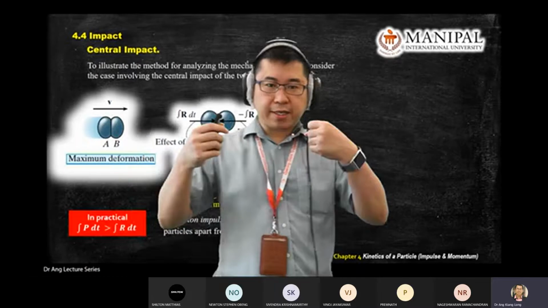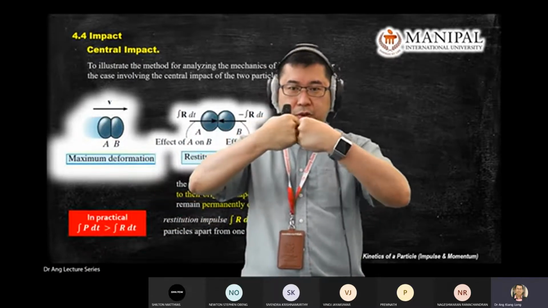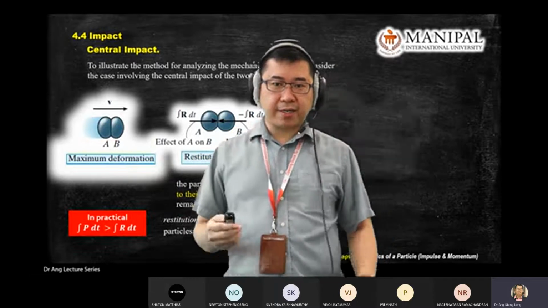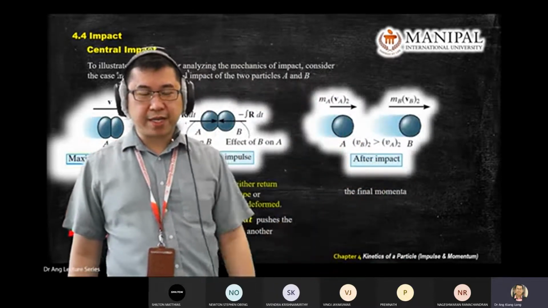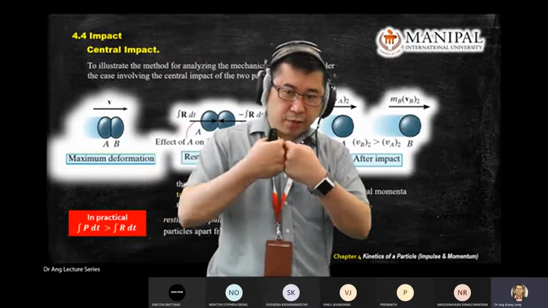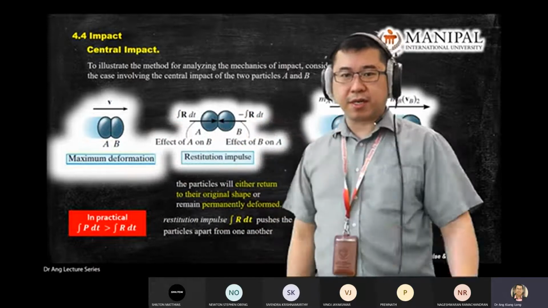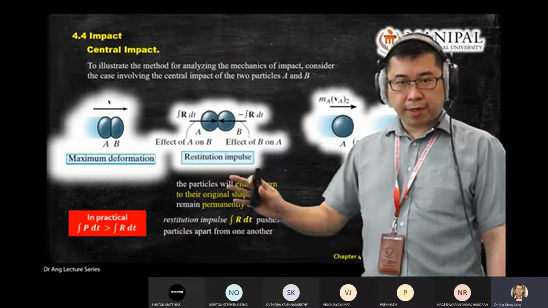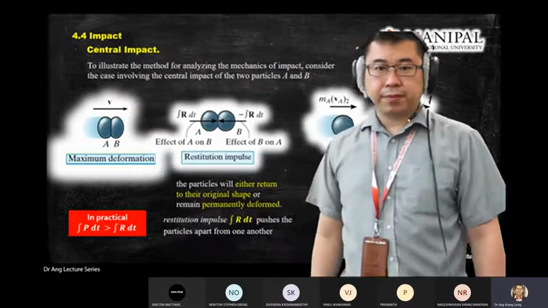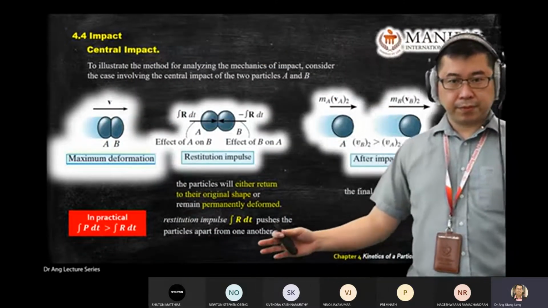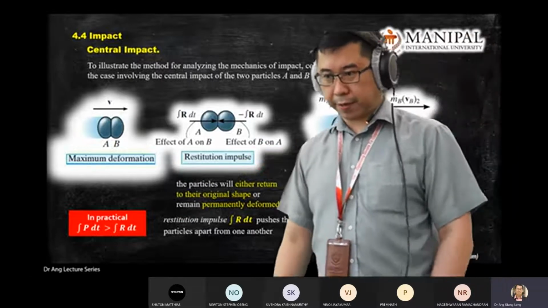After head to head, one of them will move faster after the impact. You still have the same final momenta situation for head to head scenario compared to the chasing case. Any question for central impact? No, sir. Okay.